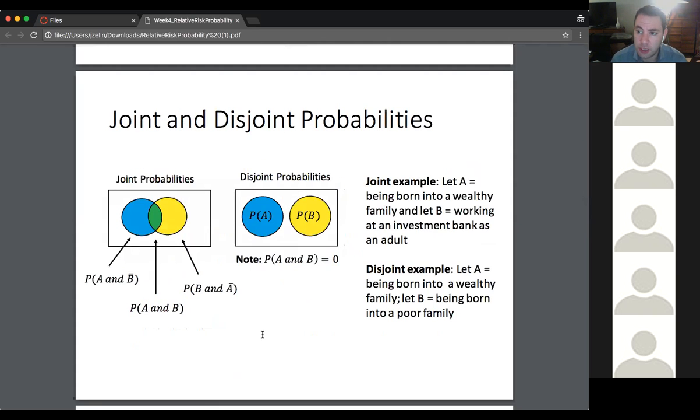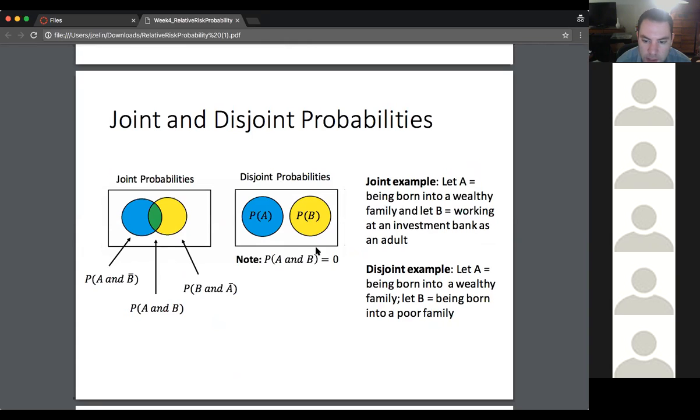And this is how they're represented as a Venn diagram. So here we can see there's joint probabilities because there's an overlap shaded in the green region. This is representing the probability of both A and B occurring at the same time, as you can see.